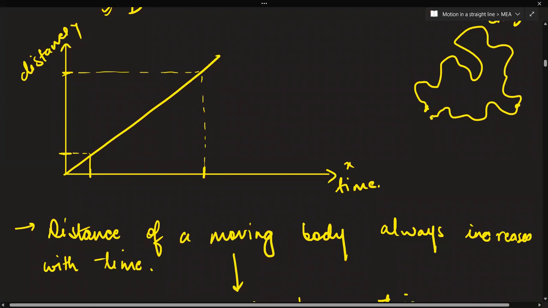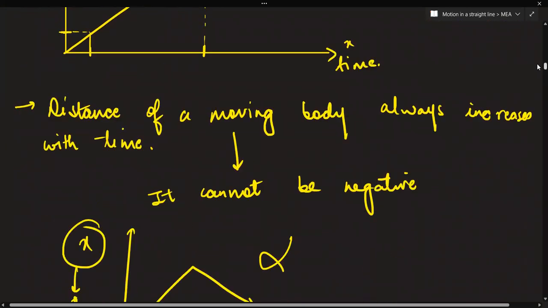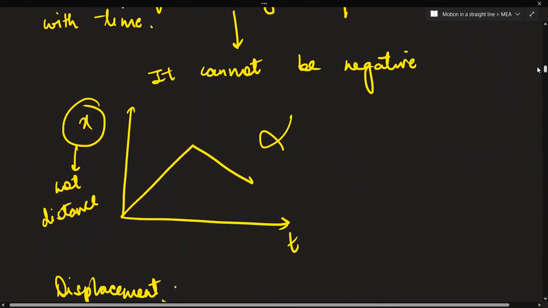But see, with the passage of time, though it has reached near the point of origin, can you notice the distance is increasing? So distance will always increase with time. That is one of the properties of it. It increases with time. It can never be negative.